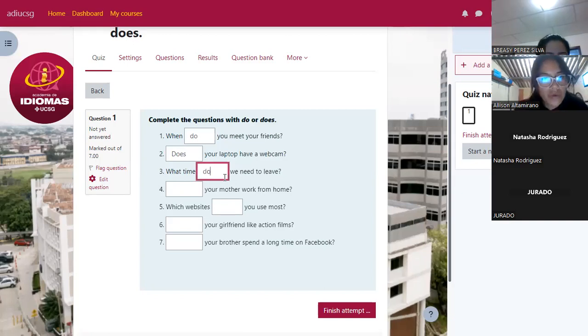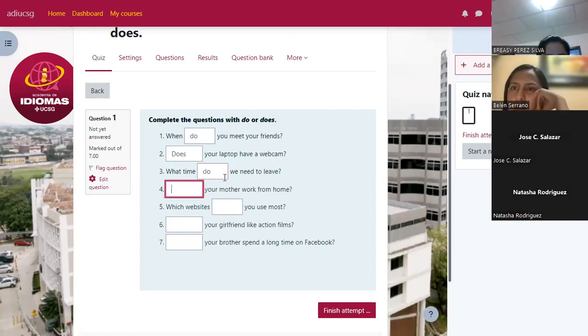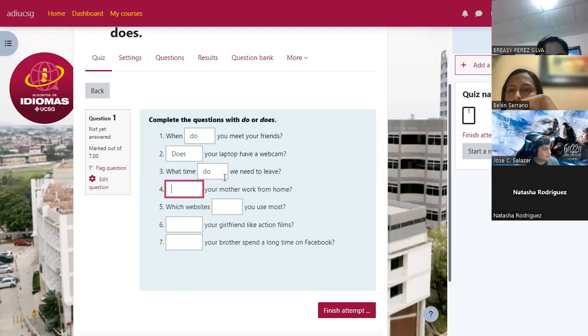What time do we need to leave? Very good. What time do we need to leave? Que recuerden, el verbo leave significa irse. O sea, ¿a qué hora tenemos que irnos? ¿O a qué hora necesitamos irnos? Belén, number 4, please.